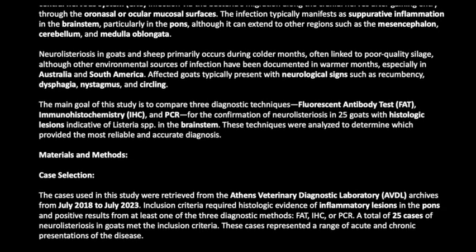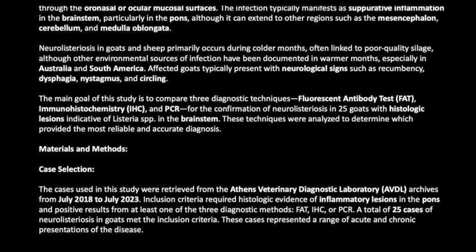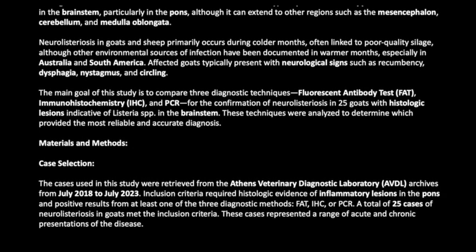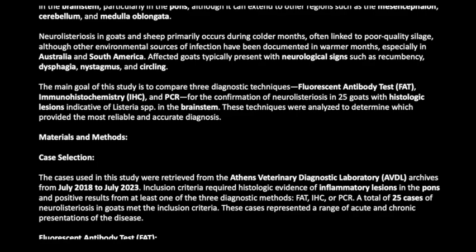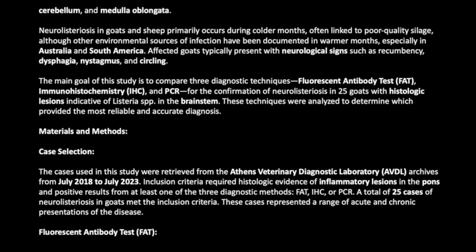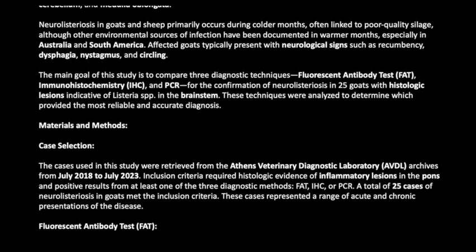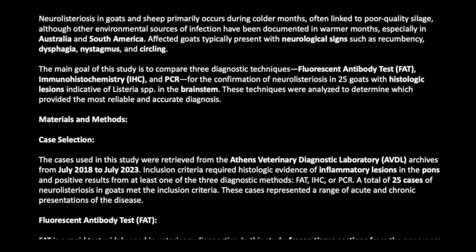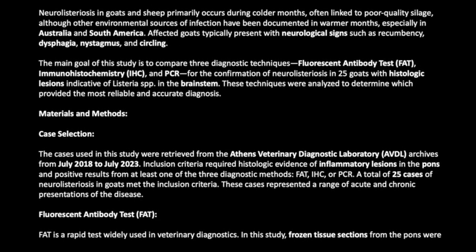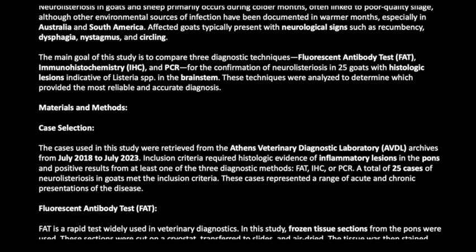The main goal of this study is to compare three diagnostic techniques: fluorescent antibody test, FAT, immunohistochemistry, IHC, and PCR, for the confirmation of neurolisteriosis in 25 goats with histologic lesions indicative of Listeria spp. in the brain stem. These techniques were analyzed to determine which provided the most reliable and accurate diagnosis.